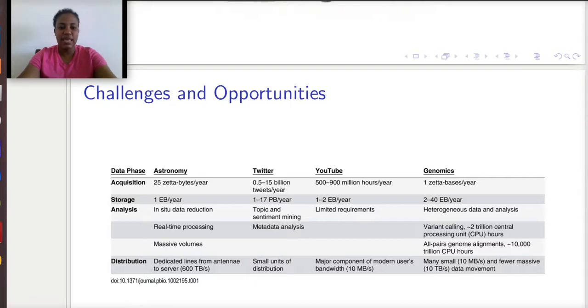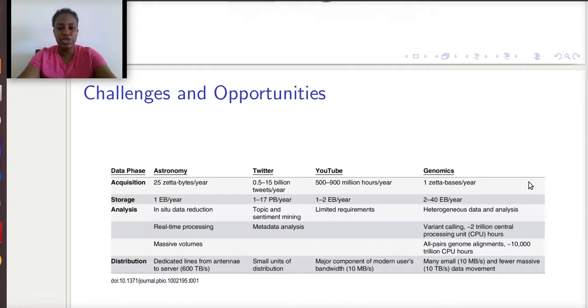We can see the astronomy data has 25 zettabytes per year. Genomics is 1 zettabyte per year. Twitter is 0.5 to 15 billion tweets a year. YouTube, 500 to 900 million hours per year.